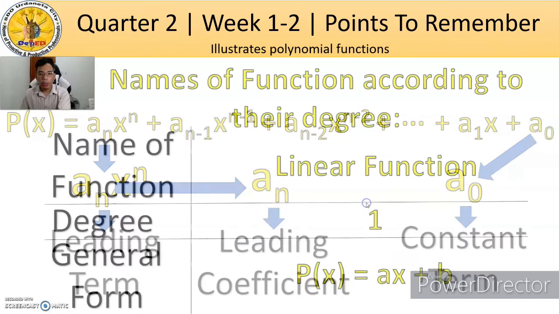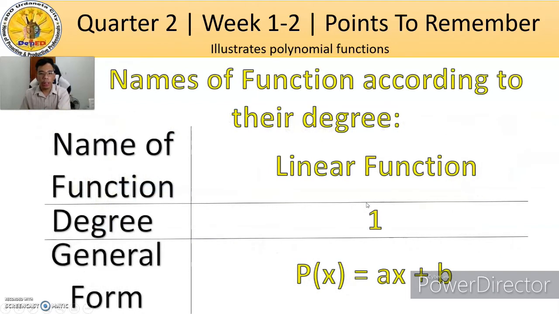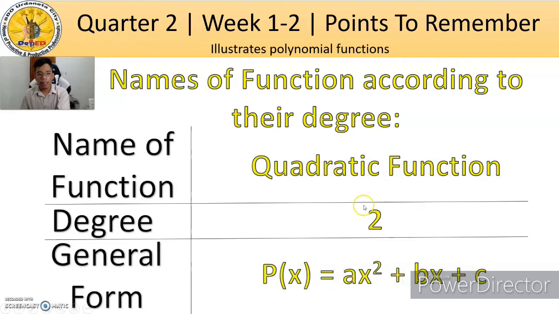Next, we are going to name functions according to their degree. If a polynomial function has degree 1, then it is called a linear function, and its general form is p of x is equal to ax plus b. And then for a polynomial function with degree 2, it is called a quadratic function, and its general form is p of x is equal to ax squared plus bx plus c.